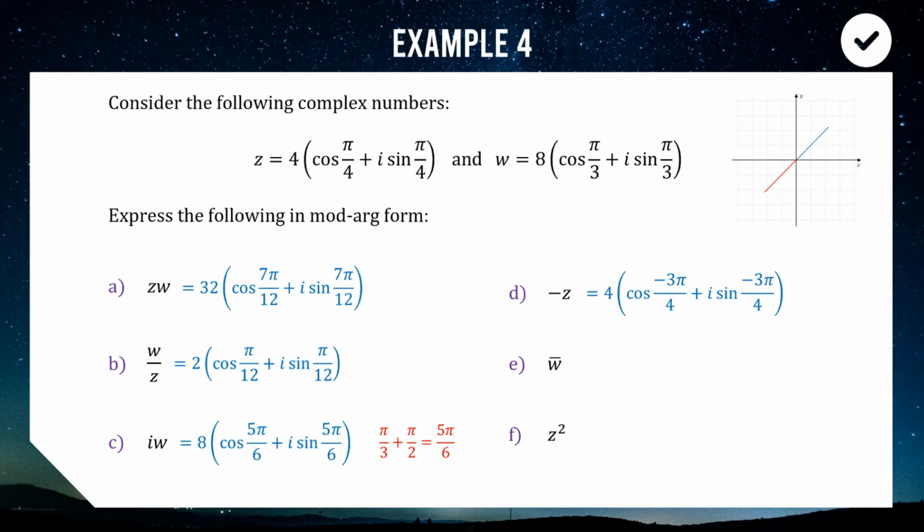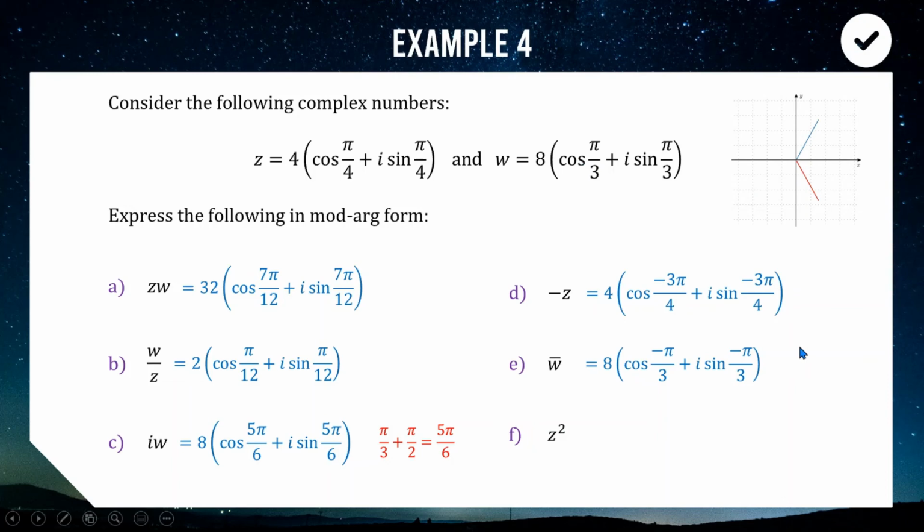Okay, for E, we have w conjugate. As we saw before, the conjugate of a complex number is a reflection across the real axis. So we started off with an argument of pi on 3. Now we're going in the opposite direction, so we'll have an argument of negative pi on 3. Once again, the modulus length has not changed. It's still going to be 8. But our angle has gone from positive to negative.